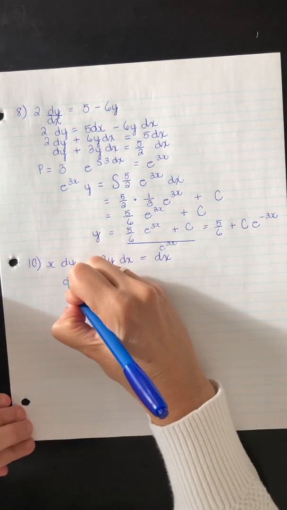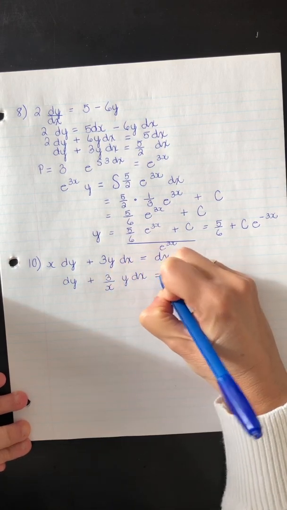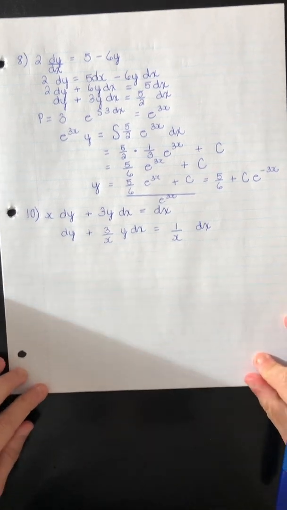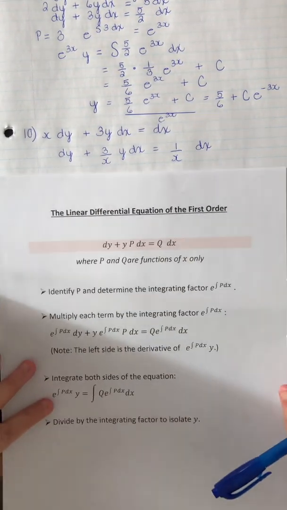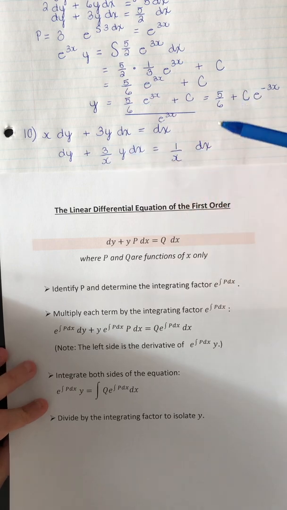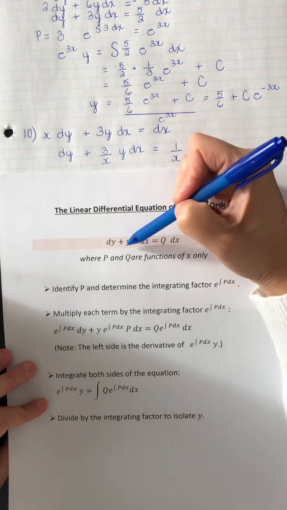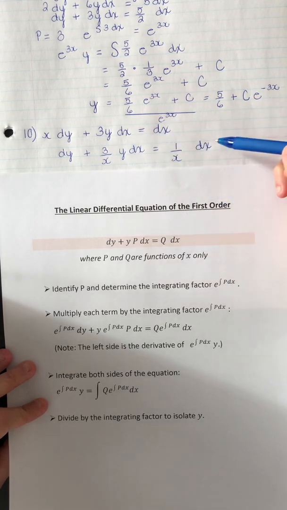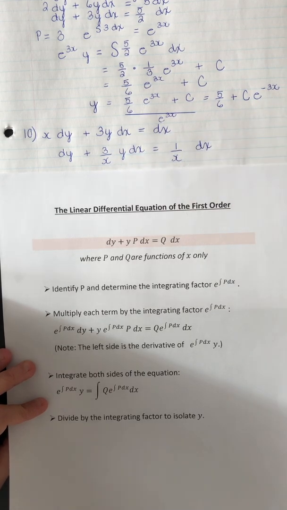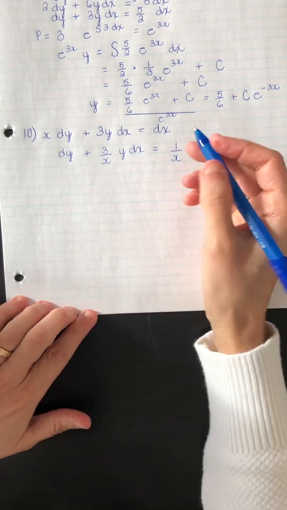To divide these terms by x, I'm just going to write 3 over x times y dx. And here, 1 over x dx. I've done that so we can clearly see that P is 3 over x, and here Q is 1 over x. So just keep the y and dx as they are. If you have to divide by x, do it this way, 3 over x and 1 over x, respectively. Now I'm going to carry on by identifying P.